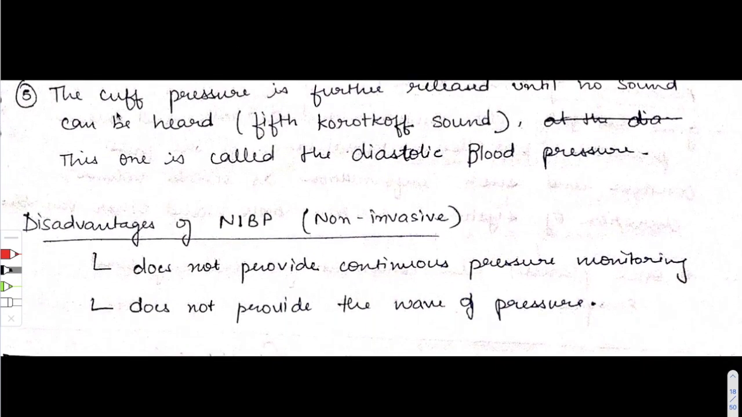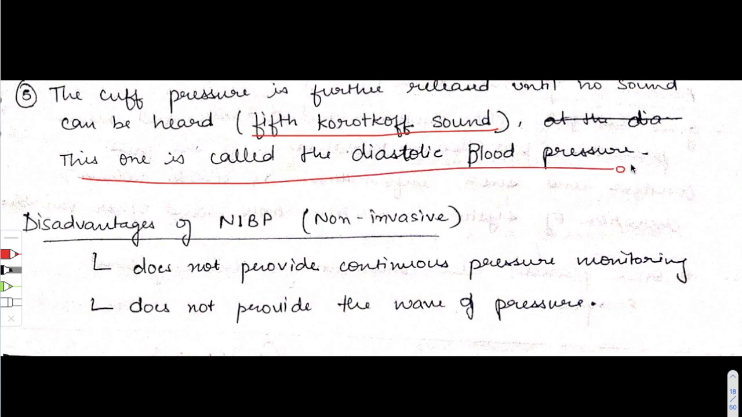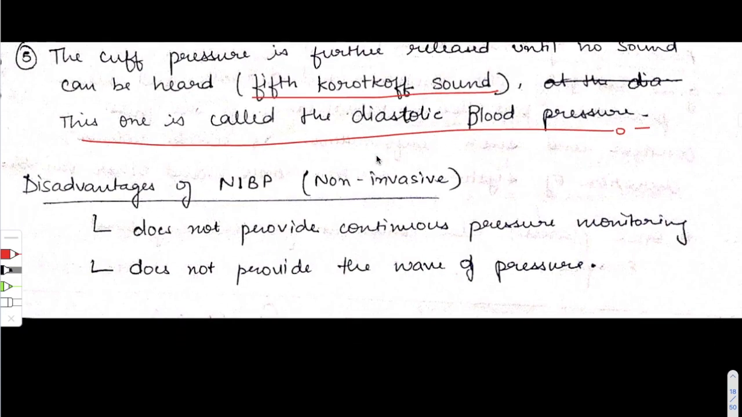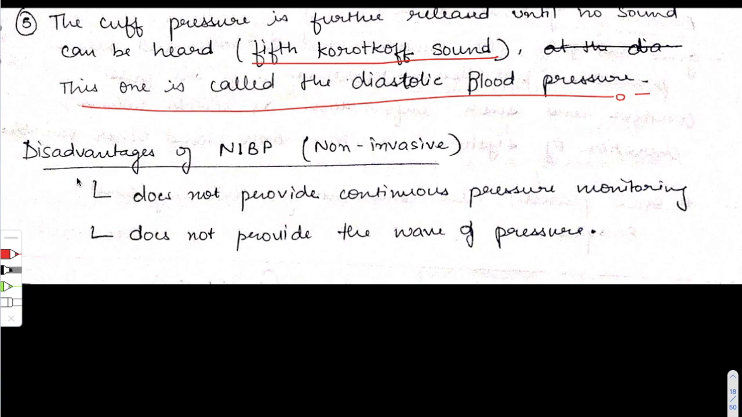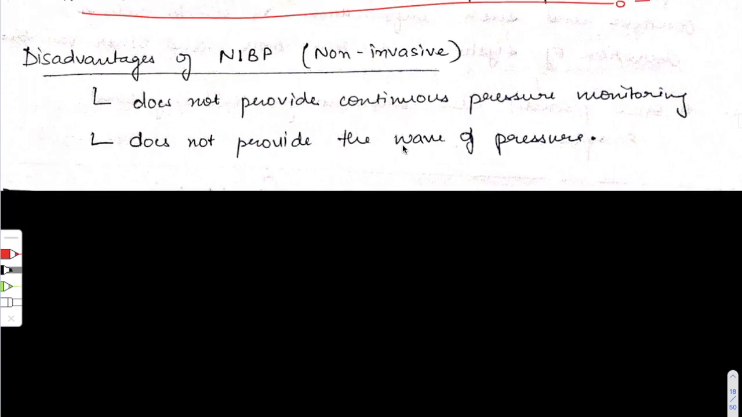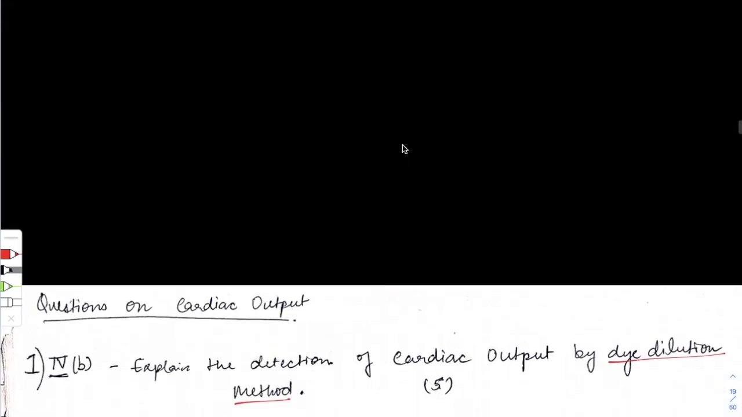Coming to the last point, the cuff pressure is further released until no sound can be heard. This is called the fifth Korotkov sound, and this one is the diastolic blood pressure. This is enough for our knowledge till now. Some disadvantages of non-invasive blood pressure measurement are that it does not provide continuous pressure monitoring, and also it does not provide the waveform of the pressure. This is it about non-invasive blood pressure.